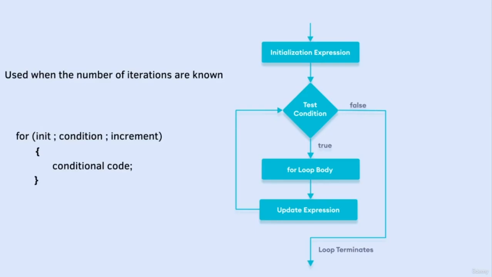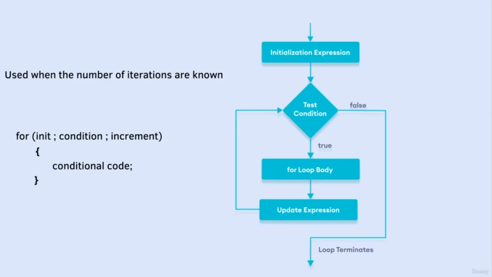Now how will it execute? First of all, the initialization will execute. It will initialize a particular variable with a given value. Before entering the body of the for loop, it will check the condition. If the condition is true, only then this code block will get executed. If the condition is false the very first time, it will not execute at all. So if the condition is true, then the code block will execute, and then the increment.